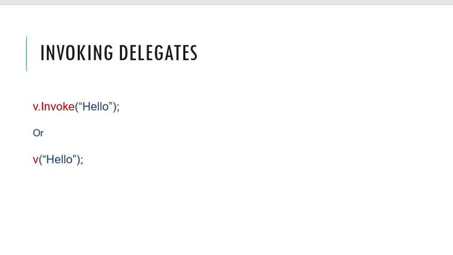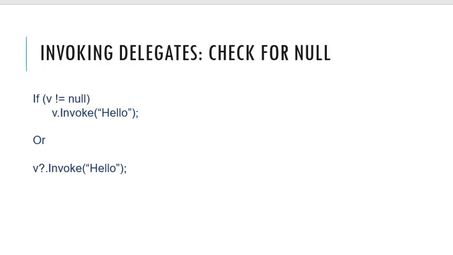There are two ways a delegate can be executed. You can call the invoke method of the delegate object and pass parameters in parentheses. Alternatively, you can write the delegate variable name and then pass the parameters in parentheses. Please note, when a delegate is executed, it executes all the methods contained in the invocation list.